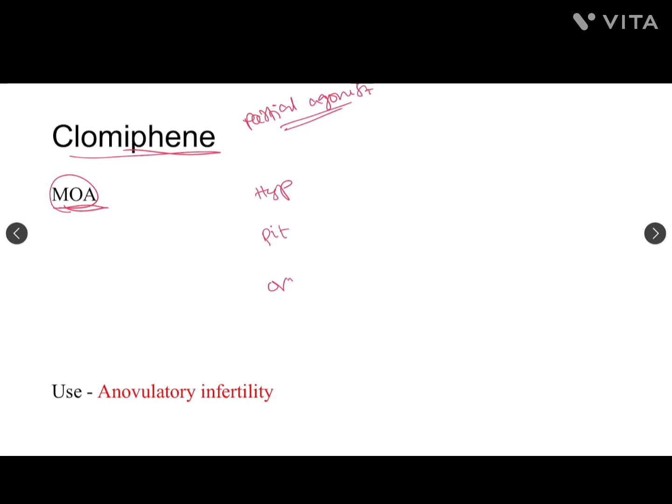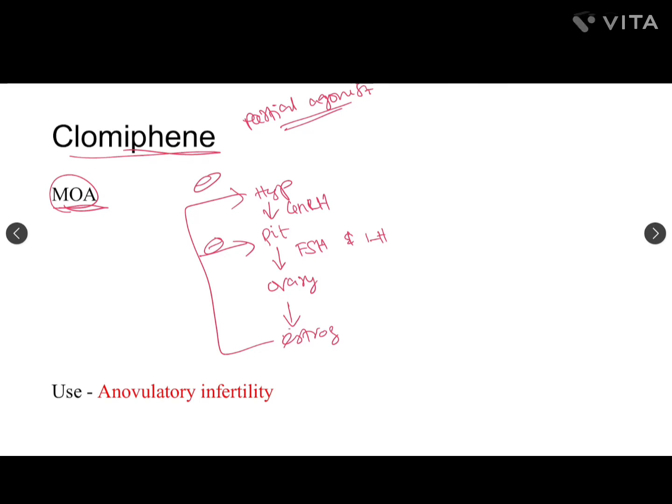Let us say this is the hypothalamus, this is the pituitary, and this is the ovary. The hypothalamus secretes gonadotropin releasing hormone. The pituitary produces gonadotropins like follicle stimulating hormone and luteinizing hormone. In response, the ovary produces estrogens. Estrogen has negative feedback inhibition over the pituitary and hypothalamus. When you give clomiphene citrate, how is the pituitary sensing this estrogen? By using estrogen receptors.